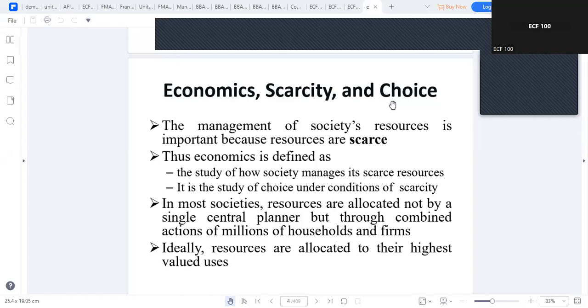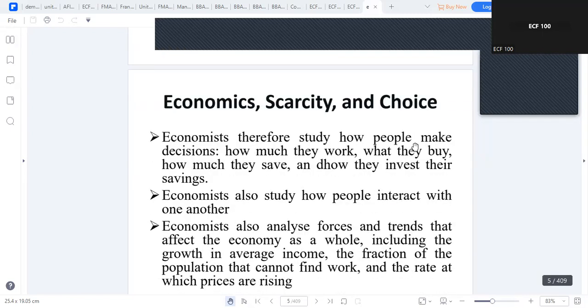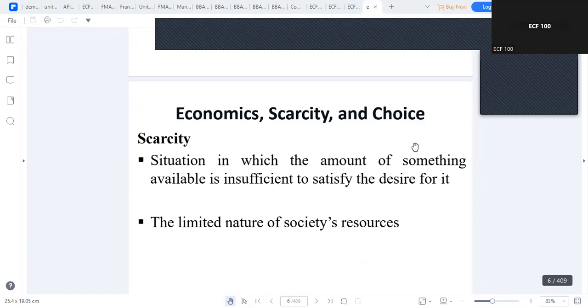So economics has been defined by different scholars as how society manages scarce resources. Others call it a study of choice under scarce conditions. So in most instances, when we're dealing with economics, we're dealing with our abilities to make decisions and choices under very tough conditions. You cannot do away with scarcity and you cannot do away with choices. And so we're going to look firstly at the concept of scarcity.